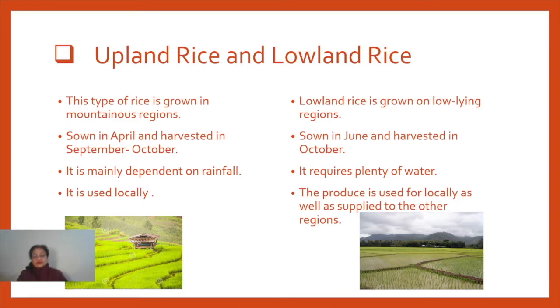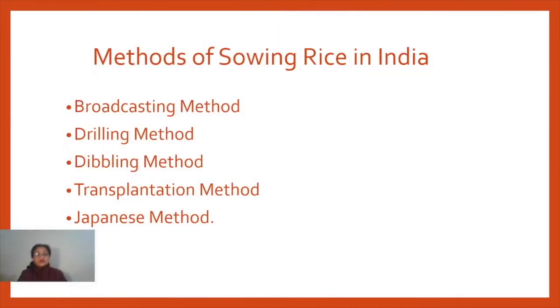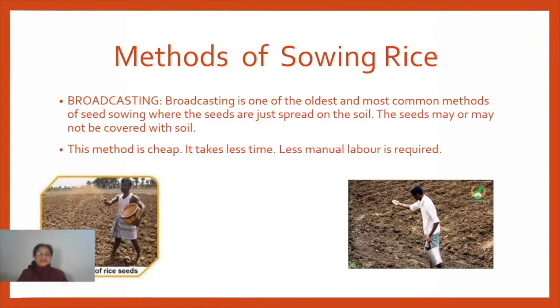Now let's talk about the next very important part, the methods of cultivation, and especially the methods of sowing rice. There are different methods which we have to discuss here, which are mostly practiced in India. Number one is the broadcasting method, number two is the drilling method, number three is the dibbling method, number four is the transplantation method, and number five is the Japanese method. So let's talk about each one of these. Number one, first of all, the broadcasting method.